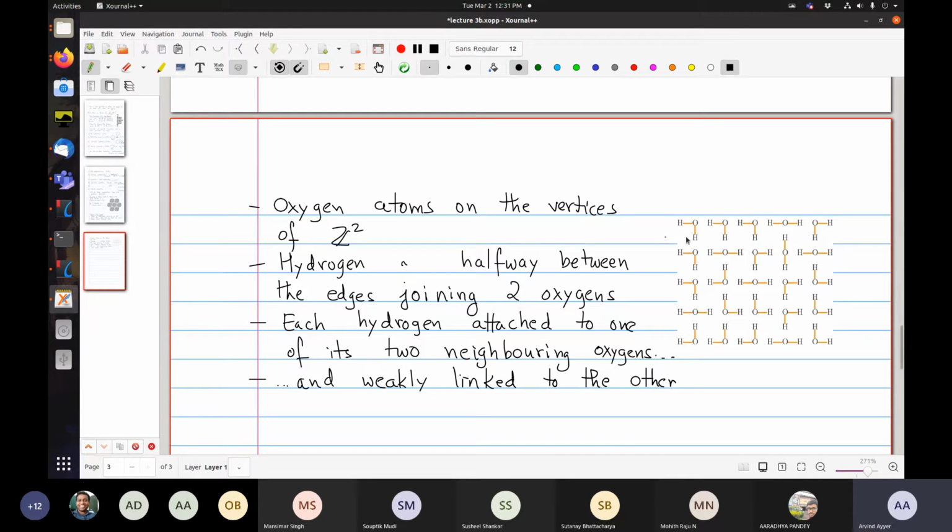So if you want, we can actually draw dotted lines like that. Okay, so they are also linked. So that's why the hydrogen bonding is necessary. Otherwise, you know, why would they stay in a grid?